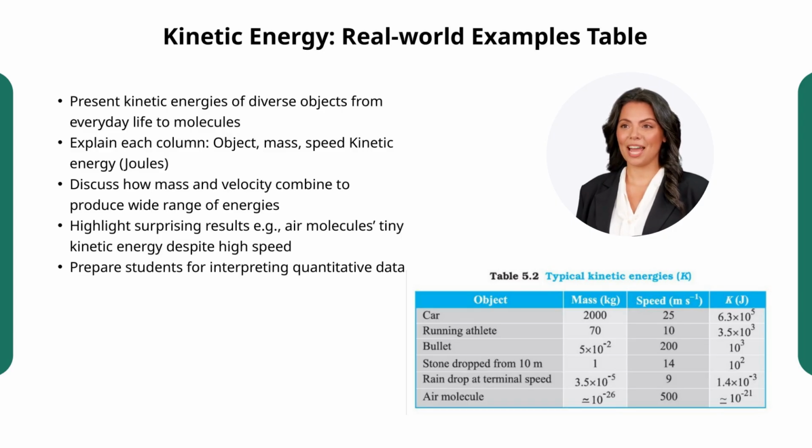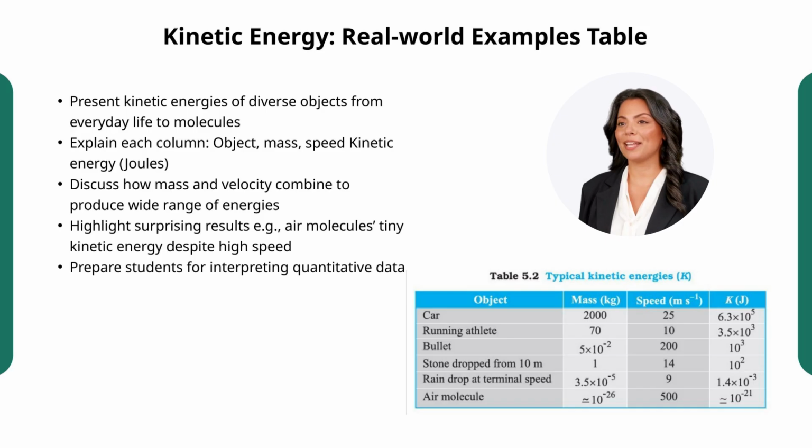Notice a car with mass 2,000 kilograms at speed 25 meters per second has kinetic energy of about 6.3 times 10 to the fifth joules, a huge value. A bullet, although small mass, 0.05 kilograms, moving very fast at 200 meters per second, has significant kinetic energy around 1,000 joules. Even raindrops and air molecules have kinetic energies, though tiny due to their speed.